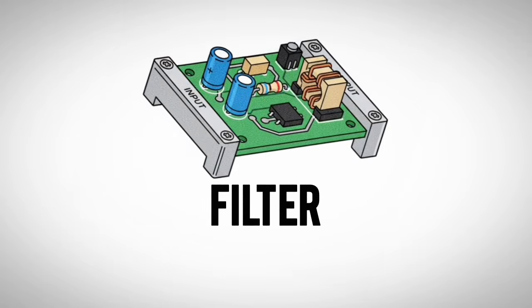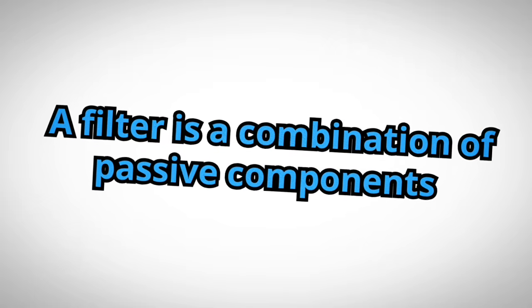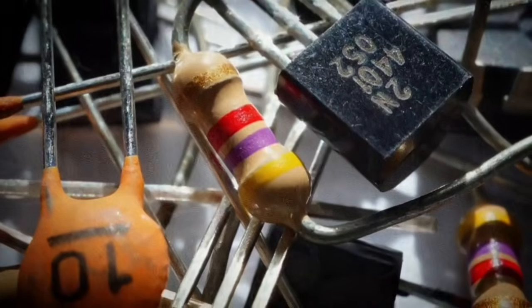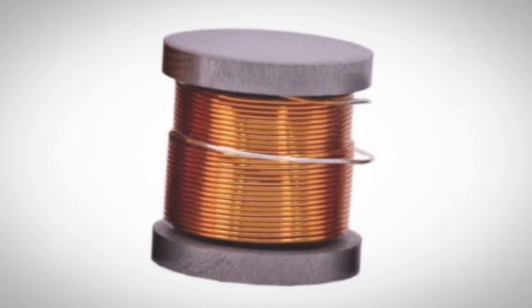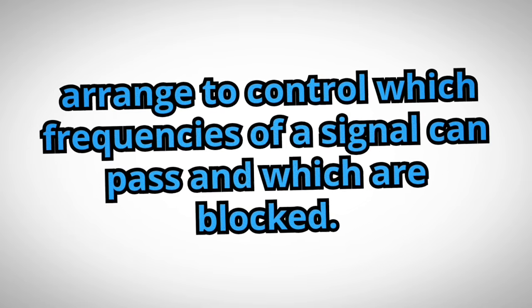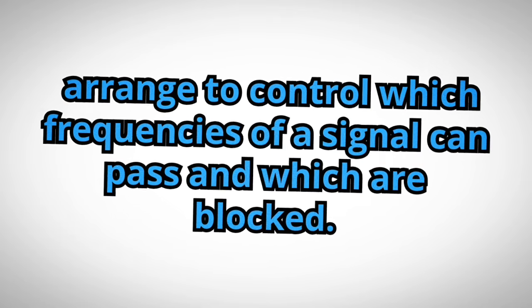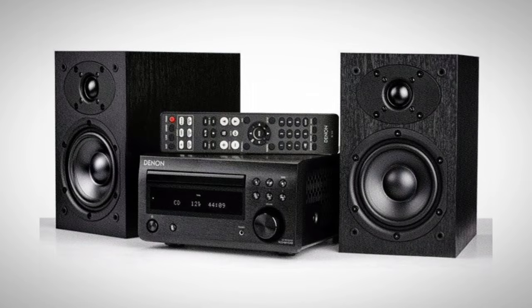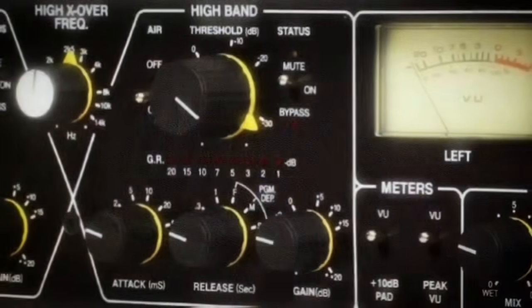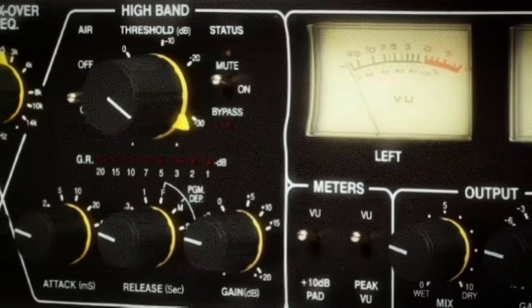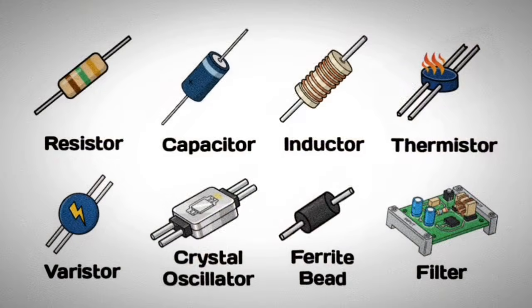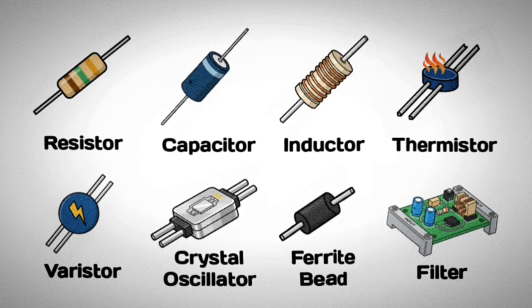Finally, we have filters. A filter is a combination of passive components, resistors, capacitors, and inductors, arranged to control which frequencies of a signal can pass and which are blocked. Filters are vital in audio systems, radios, and signal processing to remove unwanted noise and refine signals. So, these were all the passive electronic components.